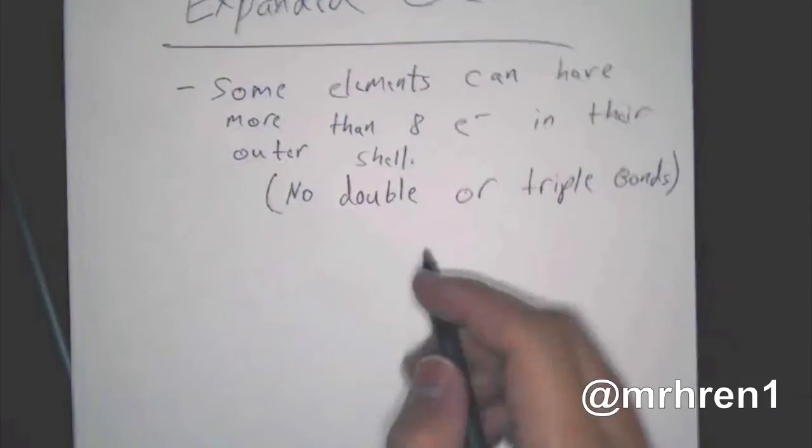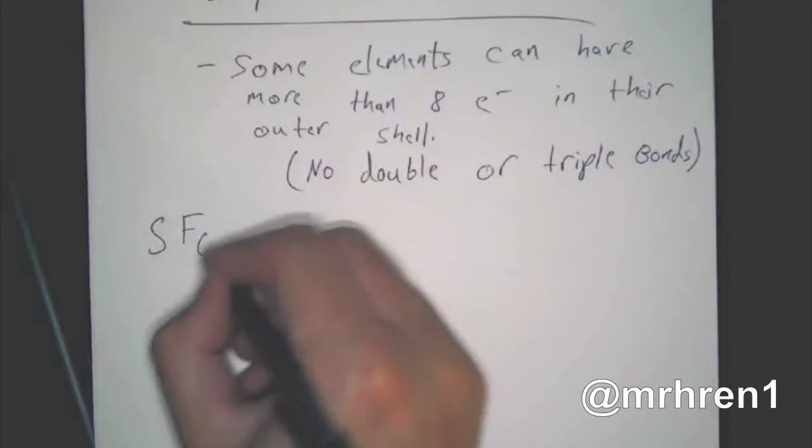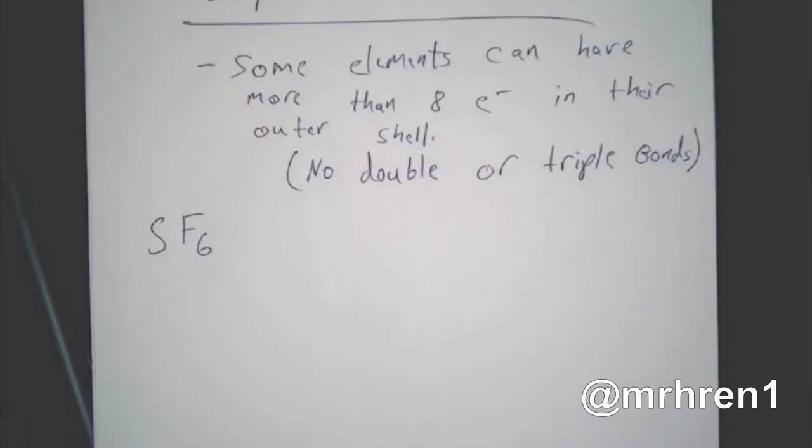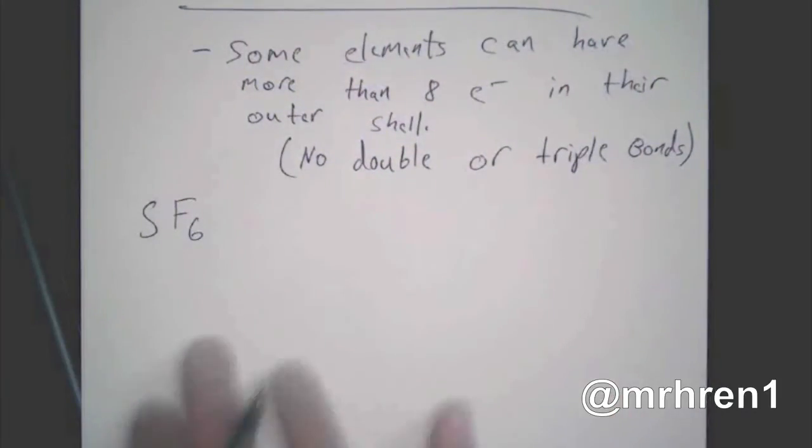Now, here's what we're going to do. We're going to do 2 of these. First one we're going to do is SF6. I already showed you the skeleton structure before. We're going to actually draw it out correctly. So, sulfur hexafluoride.